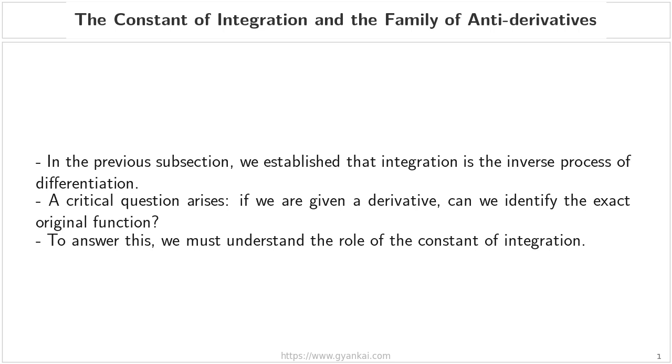There's a bit of ambiguity, and to understand why that ambiguity exists and how we deal with it, we need to introduce a crucial concept, the constant of integration. We'll be diving into what that is and why it's so important in the following slides. This constant is the key to unlocking the full picture of antiderivatives, and we'll explore how it creates a whole family of possible solutions. So keep this question in mind as we move forward. Can we find the exact original function, or just a family of them?